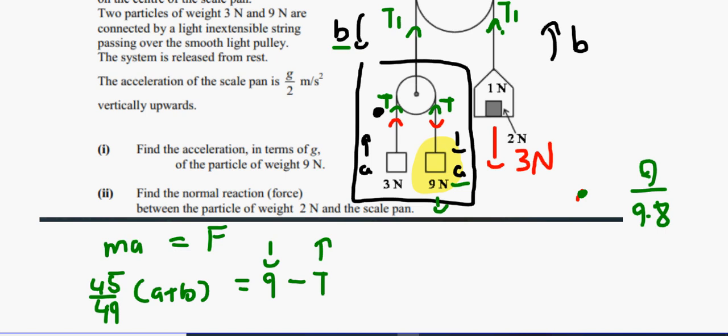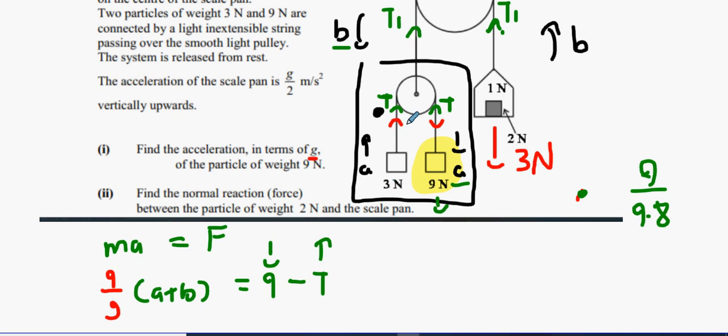Would you not put 9 over G because you need G in the answer? Does it say G in the answer? Perfect. So instead of using 45 over 49, you're just going to use 9 over G. That's perfect, Killian. Good job. Good spot.